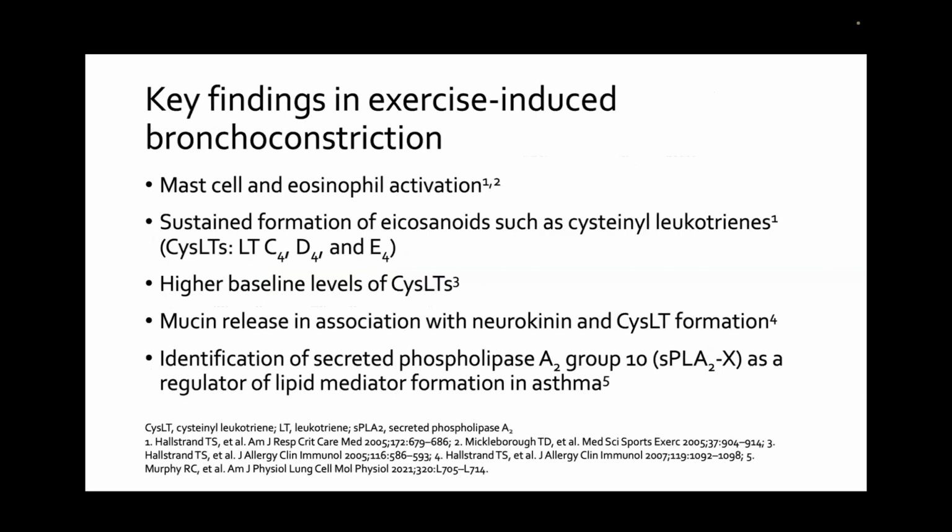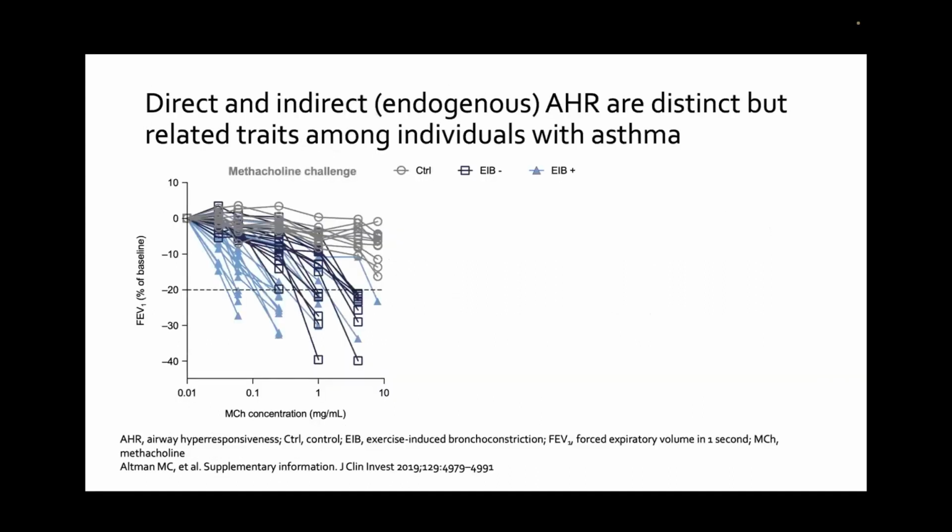The things that we showed early on were that you had features of both mast cell and eosinophil activation. When you did that stimulus, you got sustained leukotriene release. They actually have higher basal levels of leukotrienes. That's associated with mucin release, along with sensory nerve activation and neurokinins. That led us to identify one target that we've been developing over time called secreted phospholipase A2 group 10, which seems to be a really likely target. We haven't developed it further towards a therapy, but I think it's quite a likely target.